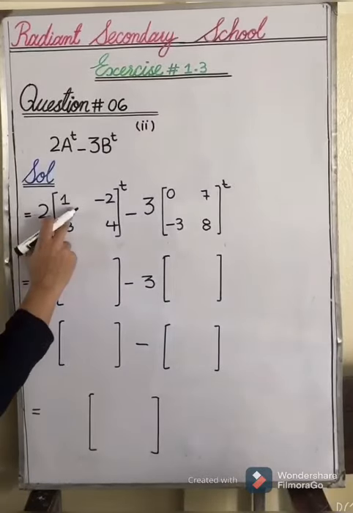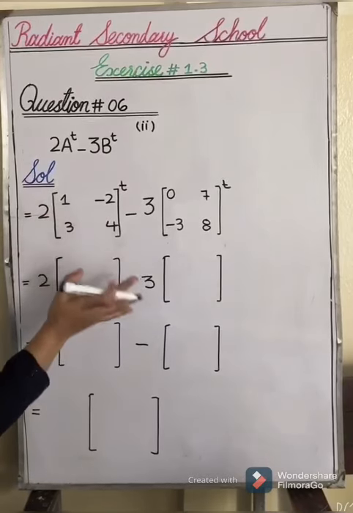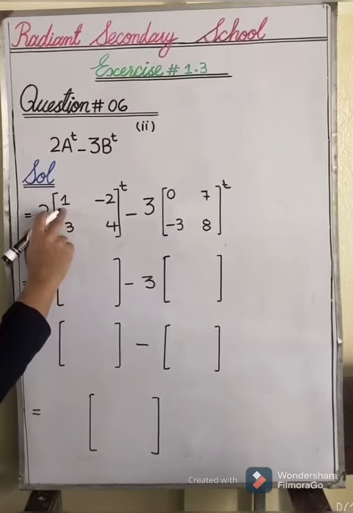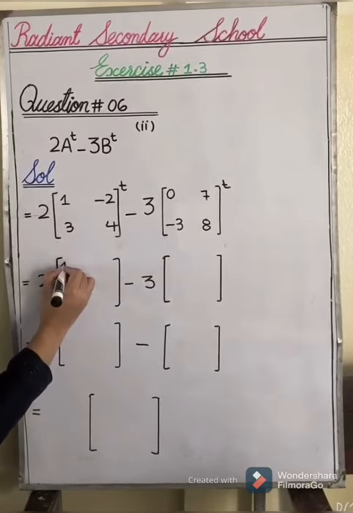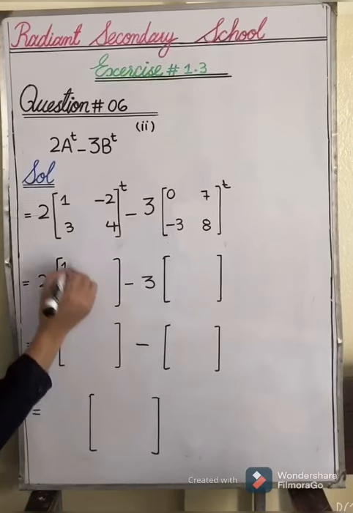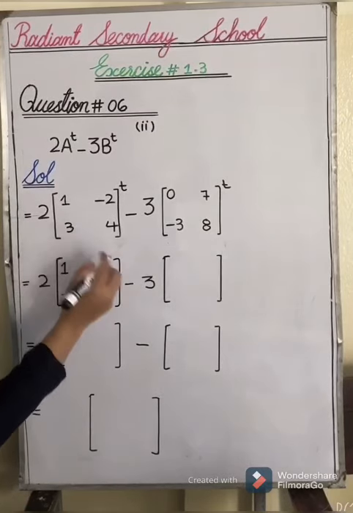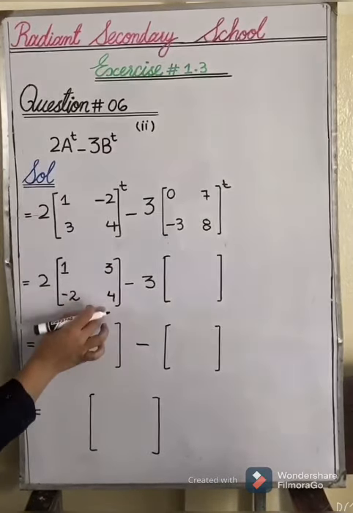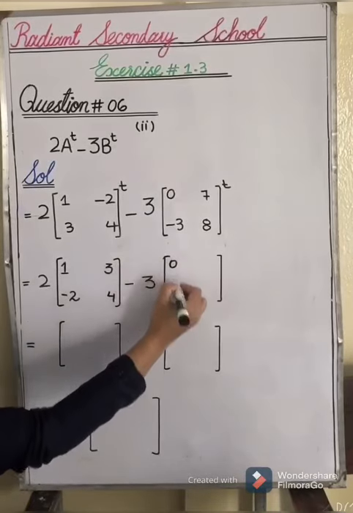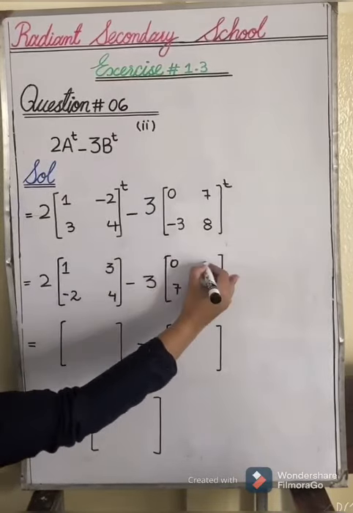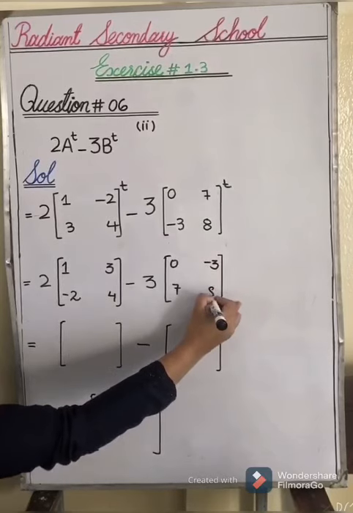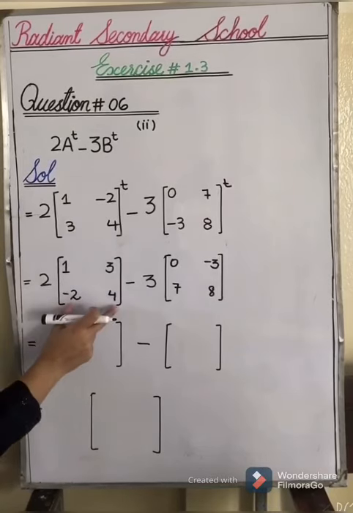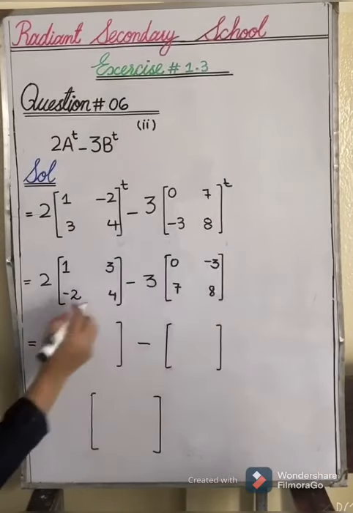How do we take transpose? We change rows into columns or columns into rows. So I am going to change this row into column. I have row 1, minus 2, and I will write 1, minus 2. And this row also into column, 3 and 4. This is A transpose. Now B transpose will be equal to 0, 7, minus 3 and 8. In the next step, we will multiply 2 with matrix A and 3 with matrix B.